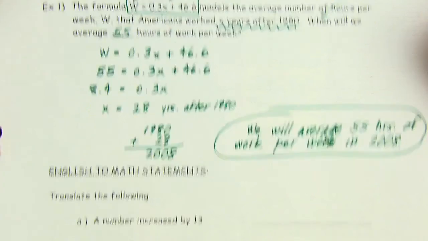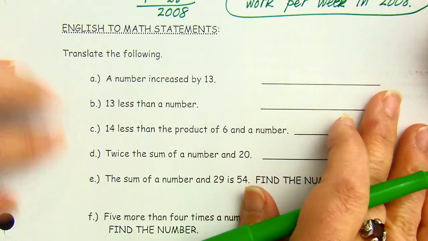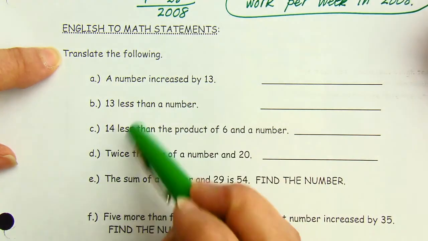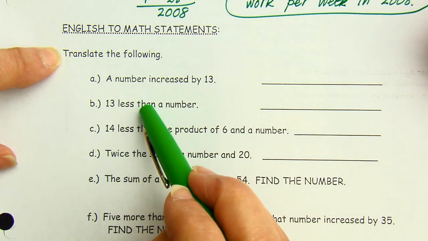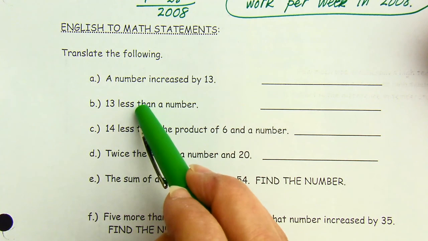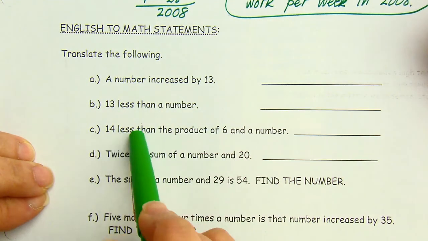Sometimes you have to convert an English statement to a math statement. So you have to do a little bit of translation. You've got to know what it means to increase. Less than. Less than is different than is less than. Is less than is an inequality. But if this is 13 less than a number, that indicates subtraction. Increase, of course, indicates addition. 14 less than, so I'm going to subtract.